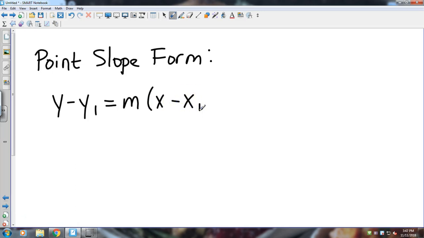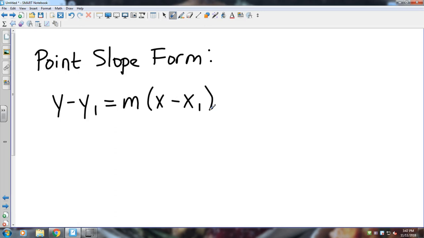Now, notice that m is going to stand for our slope. The y1 is going to be the y-coordinate of our point. The x1 is going to be the x-coordinate of our point. And then the y and the x that don't have the little subs on them will just remain a y and an x. And so let's put this into use.